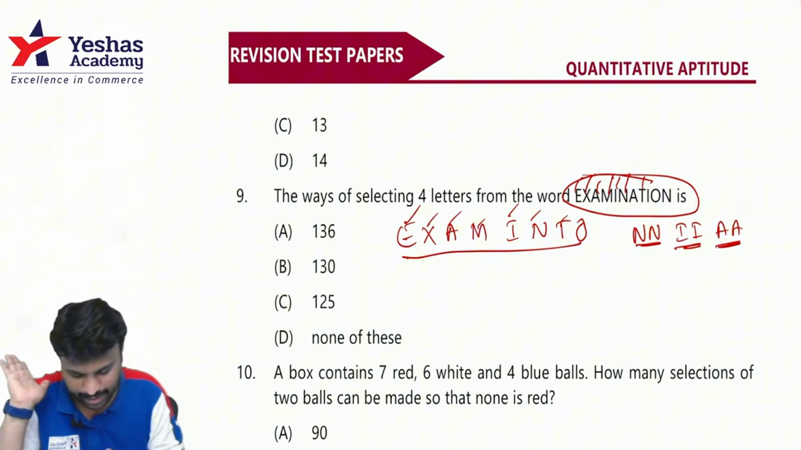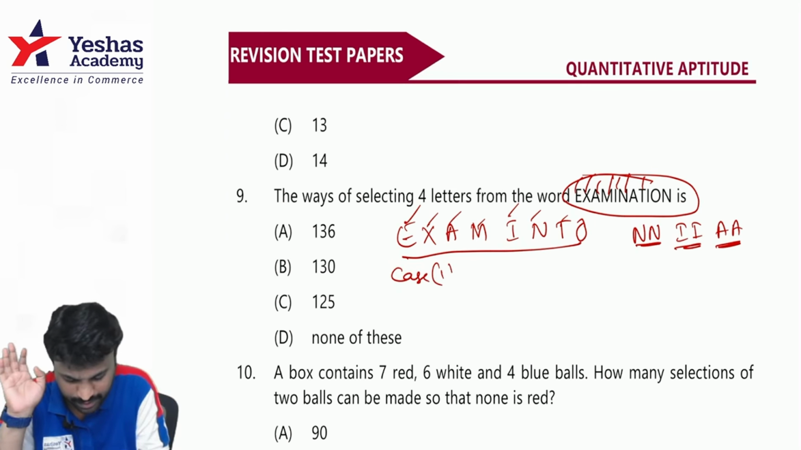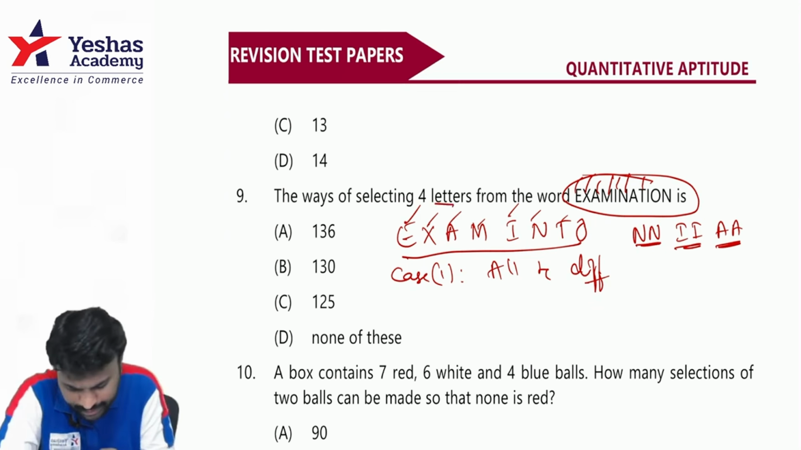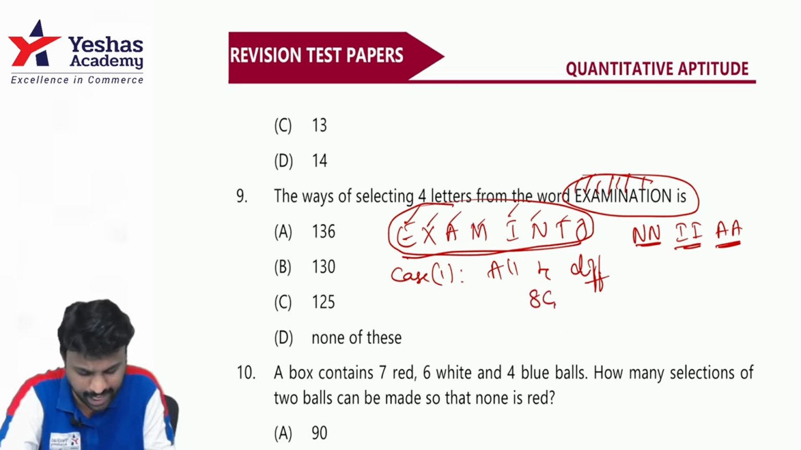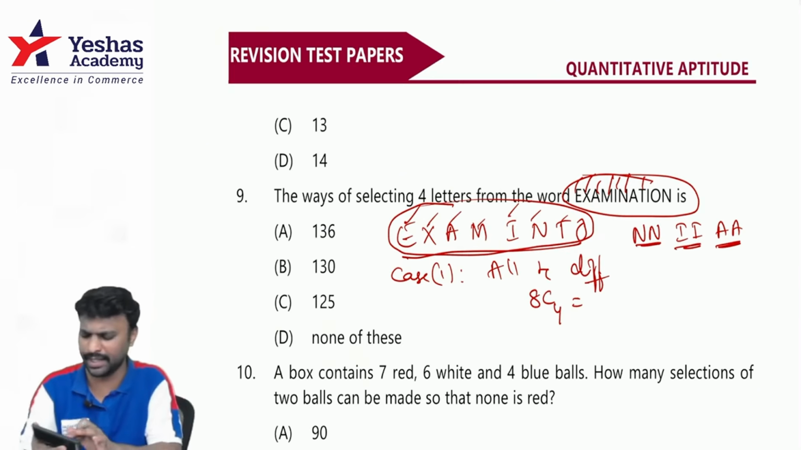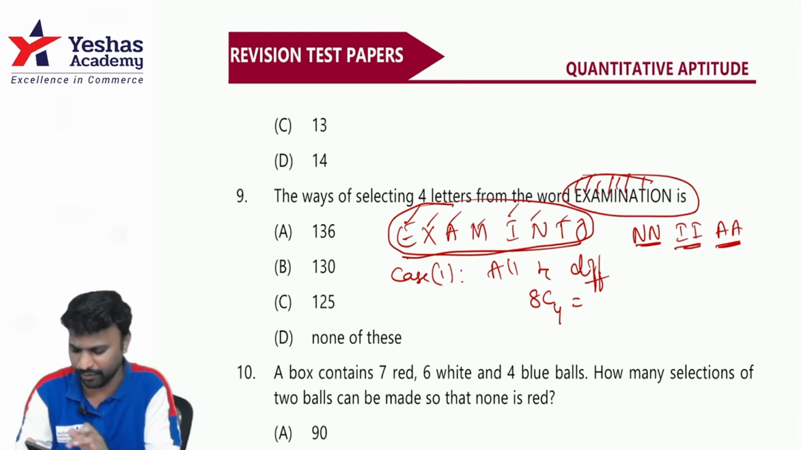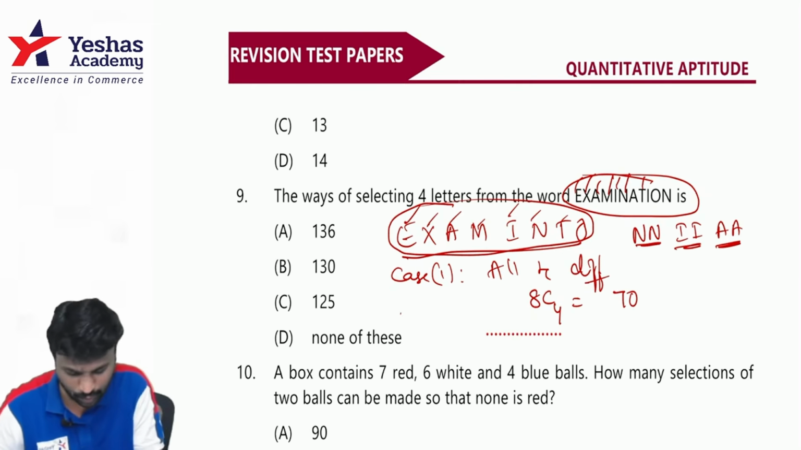Have you understood? Now, out of this we have to select 4 letters. There are different cases here. All 4 letters are different. So how many different letters are there? 8 different letters are there. So it's going to be 8C4. What is 8C4? 8 into 7 into 6 into 5 divided by 24, because 4 factorial is 24, which is 70. Case 1 gives you 70.